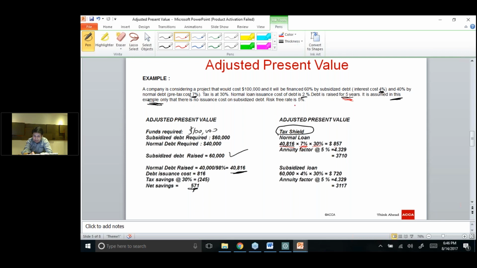Okay, in this example, I have taken the assumption that we are going to discount the financing side with the risk-free rate, but you have total freedom to take the assumption that you can discount it with the normal KD, that is 7%, the before tax KD. So at 5% the annuity factor is 4.329. So by multiplying these two figures, the answer is 3710. That is the present value.